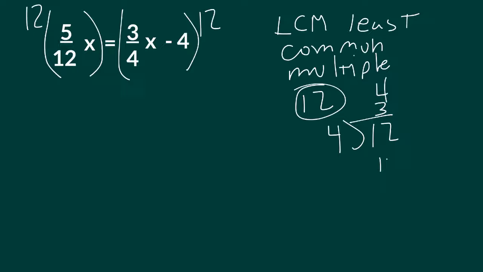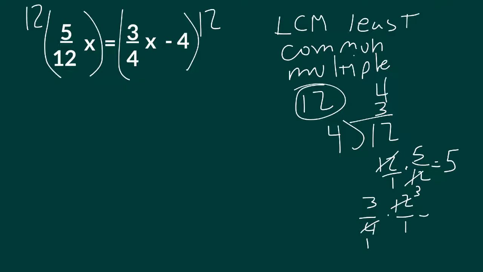Now, when I do 12 times 5 twelfths, if I put this over 1 and multiply these, I could cross-cancel, and I end up getting just the numerator of 5. And if I do 3/4 times 12, I could do some cross-canceling here. 4 goes into 4 once, 4 goes into 12 3 times. I end up with 3 times 3, which is going to give me 9.